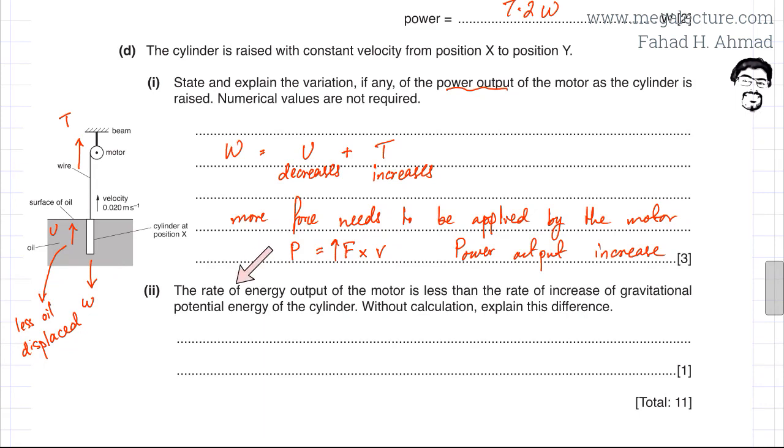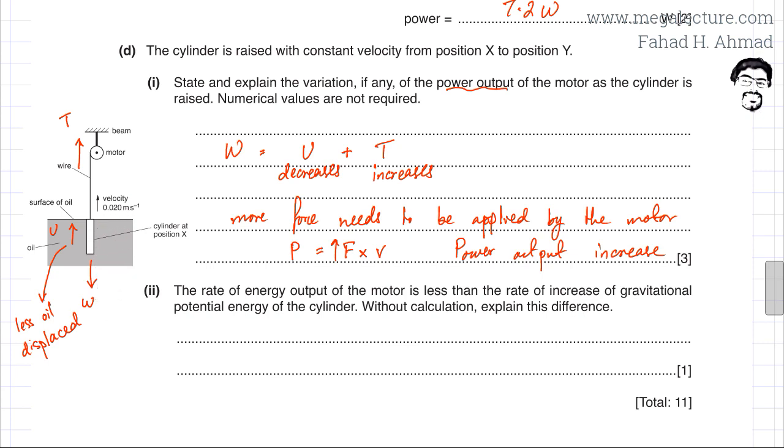Now the next part of the question states that the rate of energy output of the motor is less than the rate of increase of gravitational potential energy of the cylinder. Now remember, this is weight. This is the gravitational potential energy. You're doing work and you're increasing gravitational potential energy as you lift this solid upwards. So you're doing work against this W.